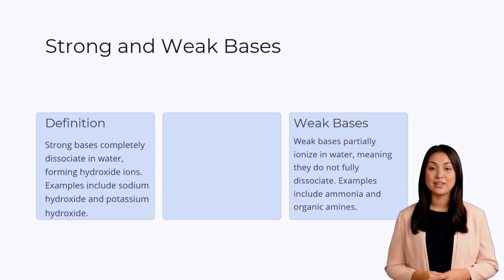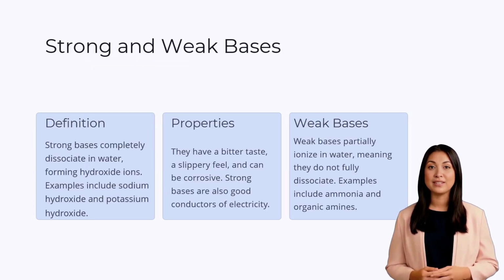Bases are classified as either strong or weak, depending on their properties and applications. Strong bases completely dissociate in water and form hydroxide ions. Sodium hydroxide and potassium hydroxide are two examples of strong bases. These compounds have a bitter taste, a slippery feel, and can be corrosive. They also conduct electricity well. Weak bases, however, only partially ionize in water, meaning they do not fully dissociate. Examples of weak bases include ammonia and organic amines.